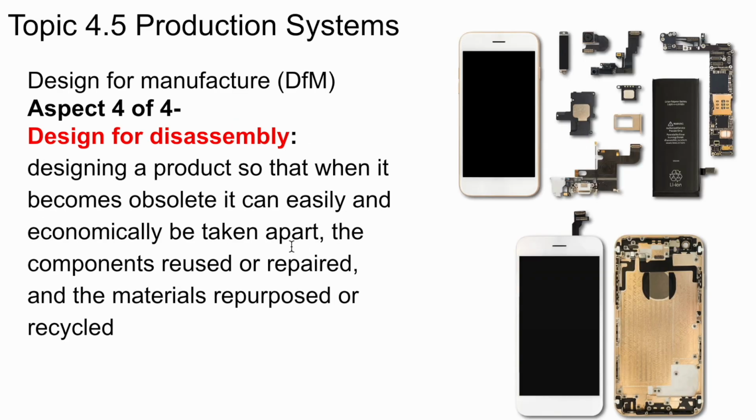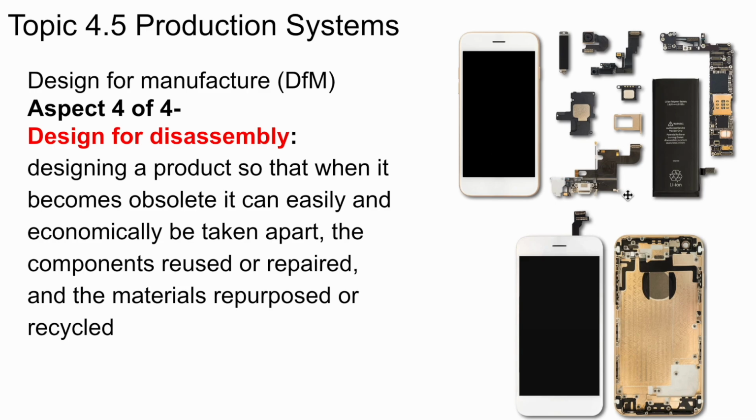Design for disassembly involves designing a product so that when it becomes obsolete, it can be easily and economically taken apart and components reused or repaired, and the materials repurposed or recycled. This is just an example of Fairphone, and we'll talk about them in just a second. But Fairphone creates cell phones that can be taken apart and repaired or parts replaced to upgrade them so that it can last longer. But you can also think of this with fastenings.